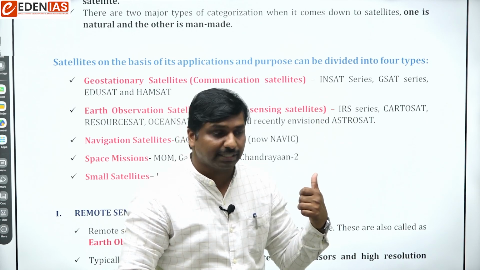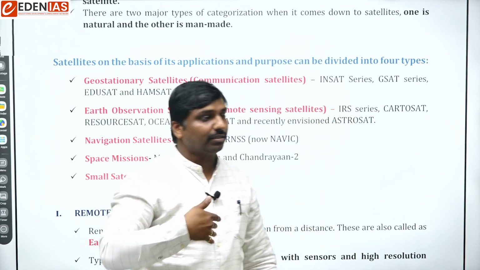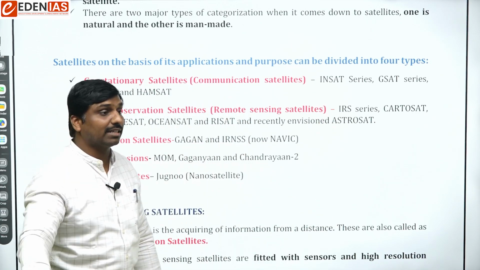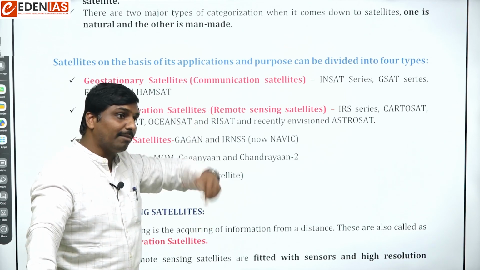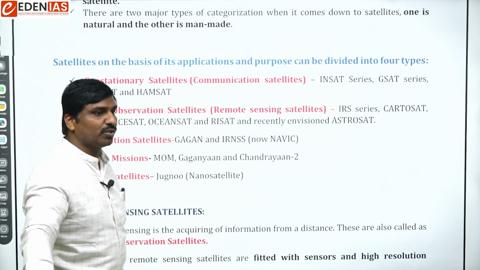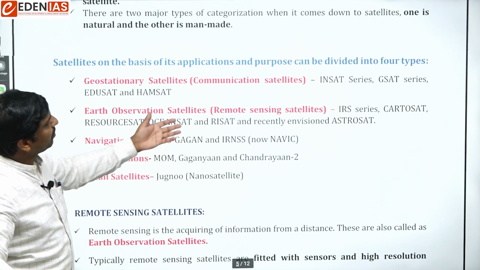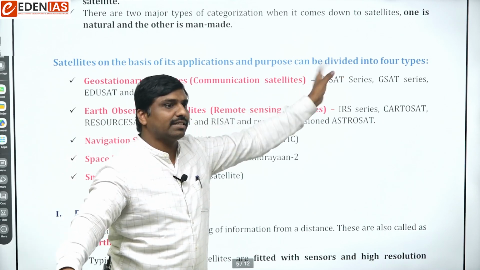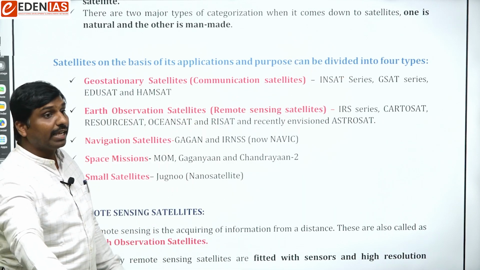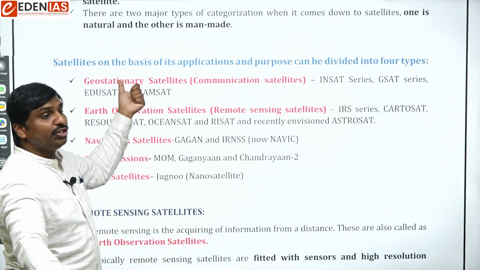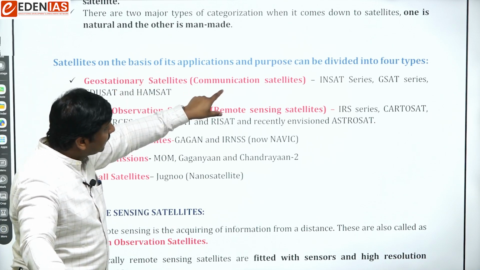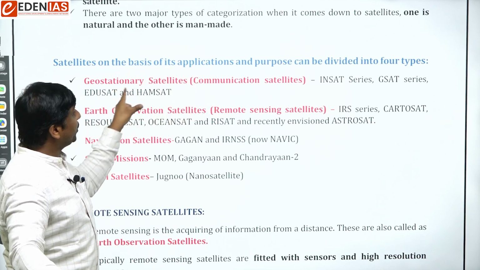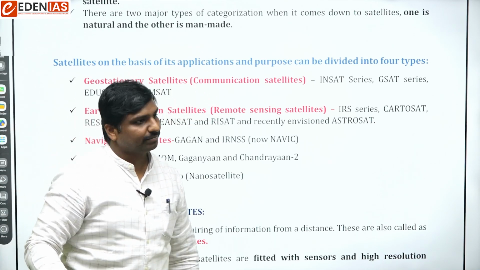So telephonic signals or radio communication, or even the classes we are having, this also comes under it. So communication purpose, communication satellites. Examples, for example, INSAT series, GSAT series. And where will we place them? We will place them in geostationary orbit. So these satellites are also commonly known as geostationary satellites.